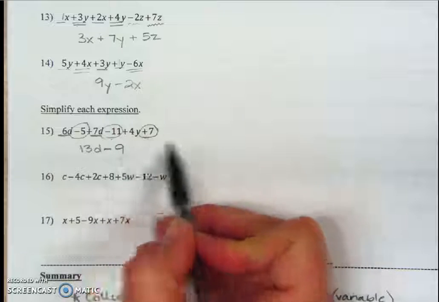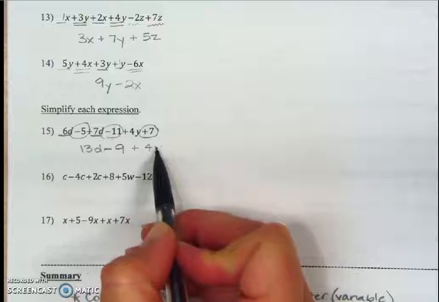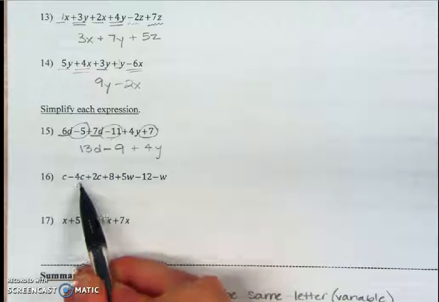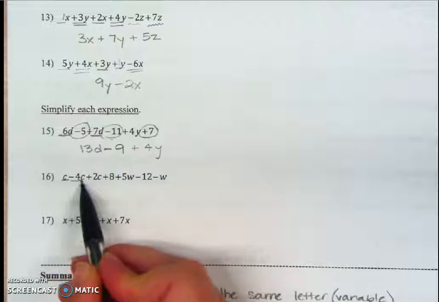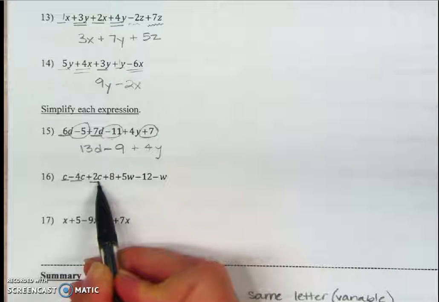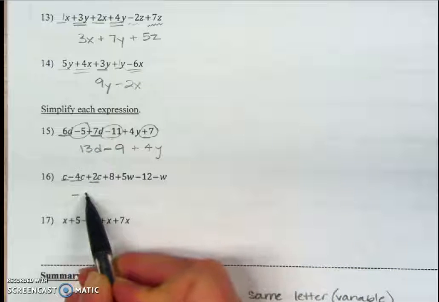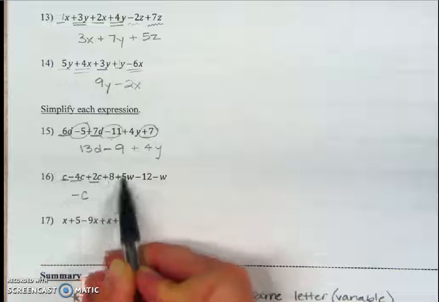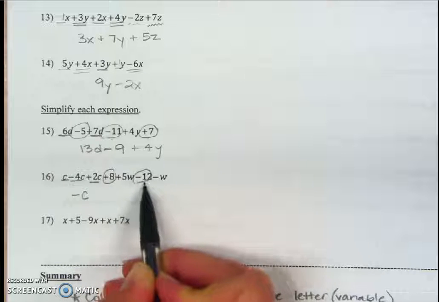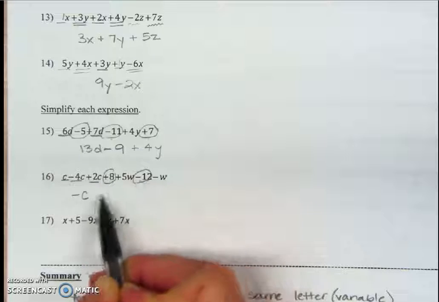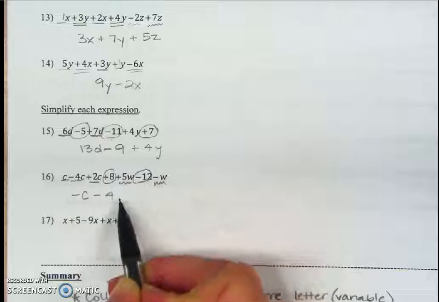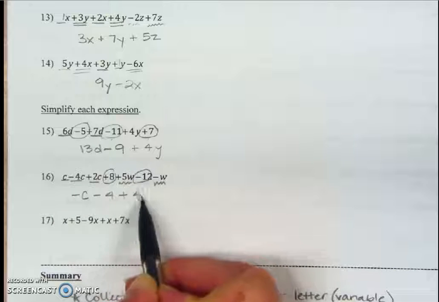And then this one has a y. Nothing else has a y, so I'm just going to copy this down so that I list it there. There we go. All right, c minus 4c is going to be negative 3c. Negative 3 plus 2 is negative 1. And no other, so that's negative 1c. Up next, I've got a constant, 8. And that's got a letter, negative 12. That's got a letter. So here we go. 8 minus 12 is negative 4. And 5w minus 1w is going to be 4w.